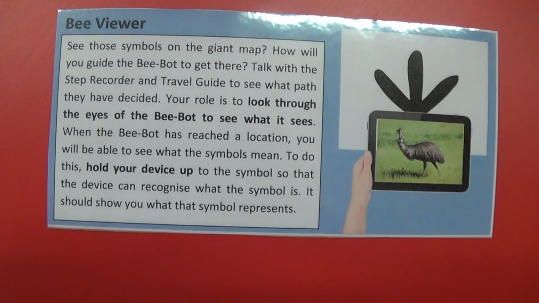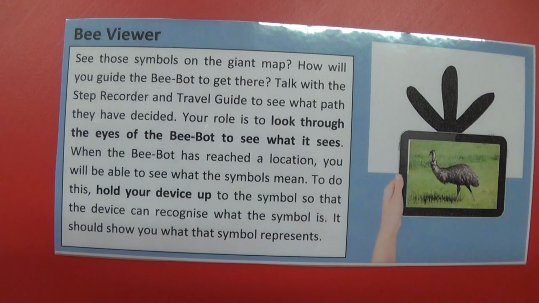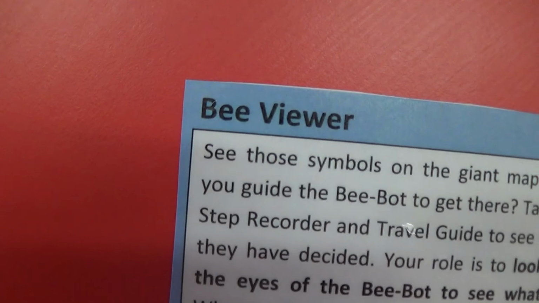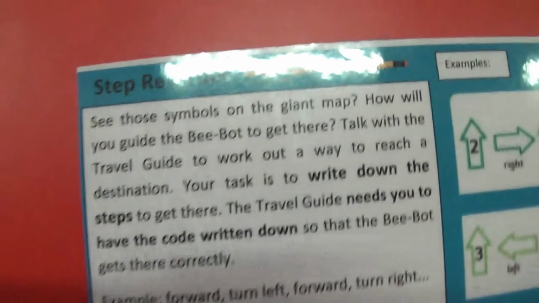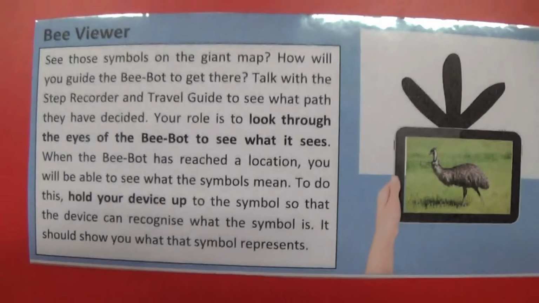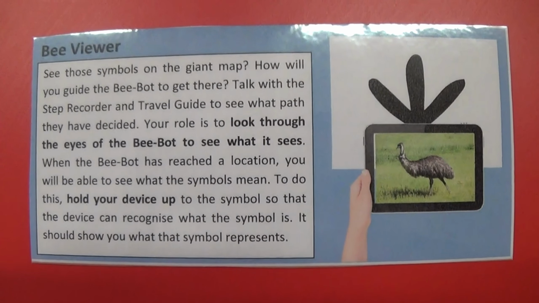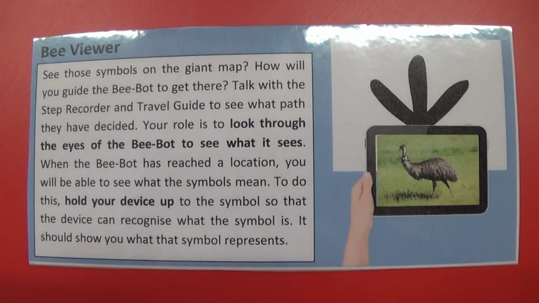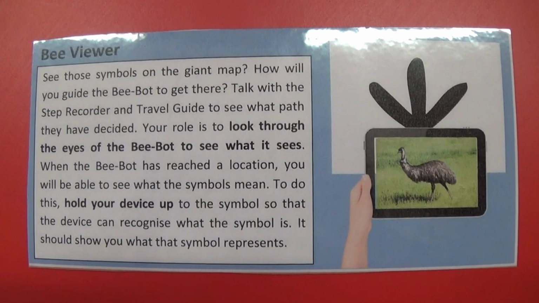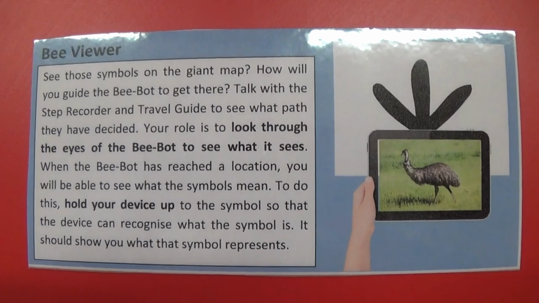For the B-bot Indigenous Symbolism Adventure, there will be 3 roles of responsibility for each group. Each group should have a B viewer, a travel guide or programmer, and a step recorder. In each group, there will be a B viewer. This person will operate the HP Reveal app on the iPad. This will expose students to augmented reality.